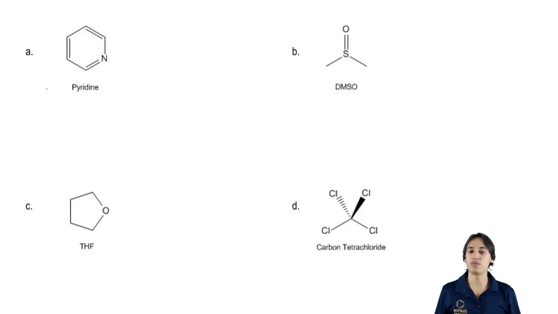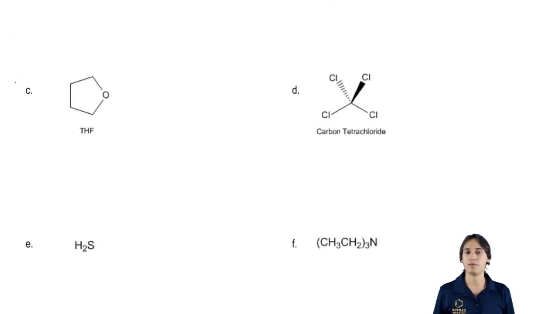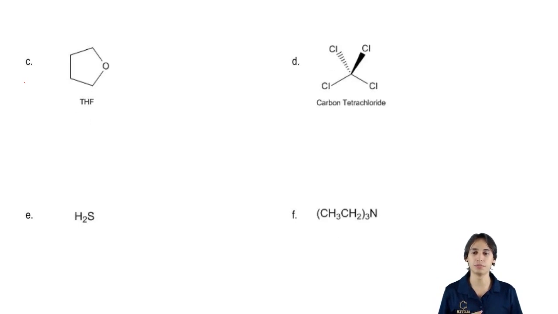Okay. Then we've got THF. It's called tetrahydrofuran. You don't need to know the full name, but it's basically just an oxygen in a 5-membered ring. Then we've got carbon tetrachloride. That one is a carbon with 4 chlorines all around. The polarity is going to be interesting for that one.